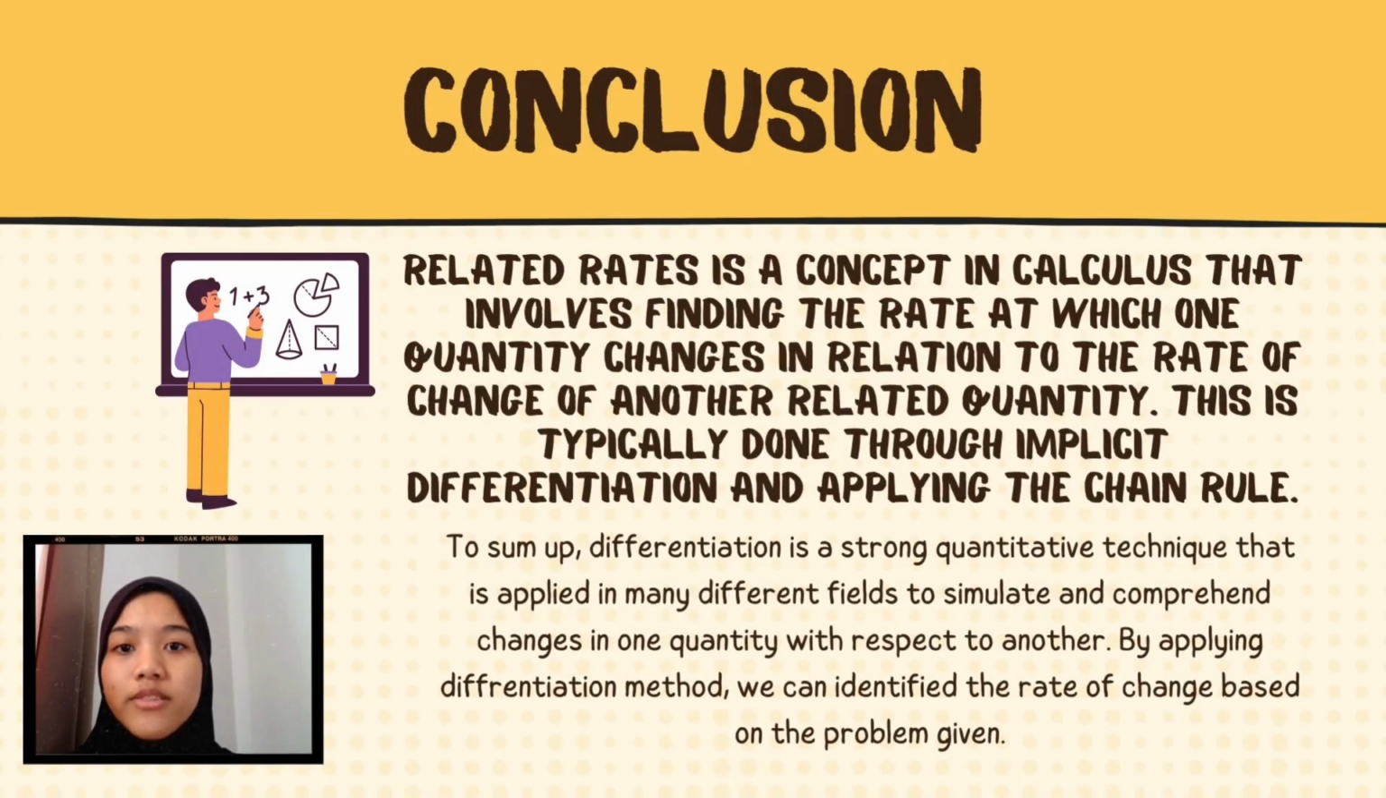Conclusion for this assessment: related rate is a concept in calculus that involves finding the rate at which one quantity changes in relation to the rate of change of another related quantity. This is typically done through implicit differentiation and applying the chain rule. To sum up, differentiation is a strong quantitative technique that is applied in many different fields to simulate and comprehend changes in one quantity with respect to another. By applying the differentiation method, we can identify the rate of change based on the problem given.